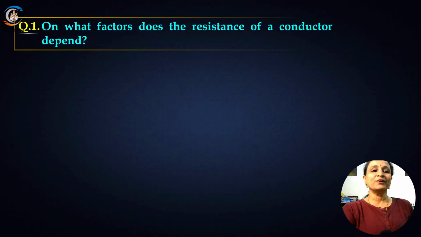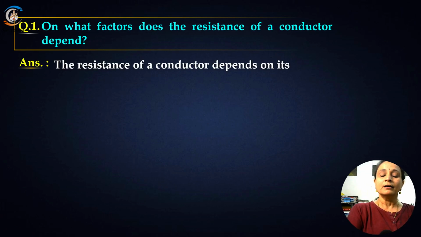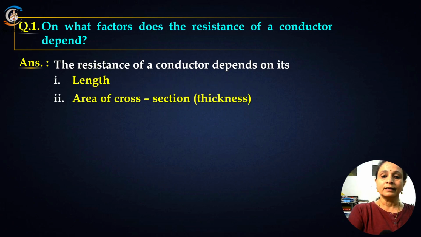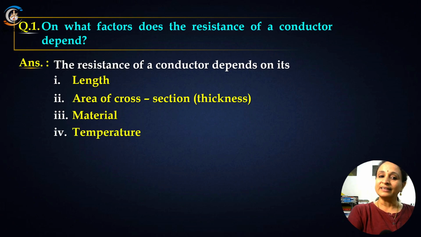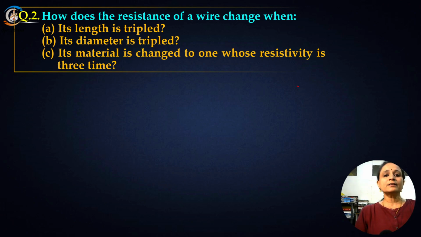Now let us ask a few questions. On what factors does the resistance of the conductor depend? Answer: resistance of the conductor depends on its length, area of cross section, that is thickness, nature of the material, and the fourth important is temperature. Okay, you said the answer before me. Very good. Now there is a question for you.